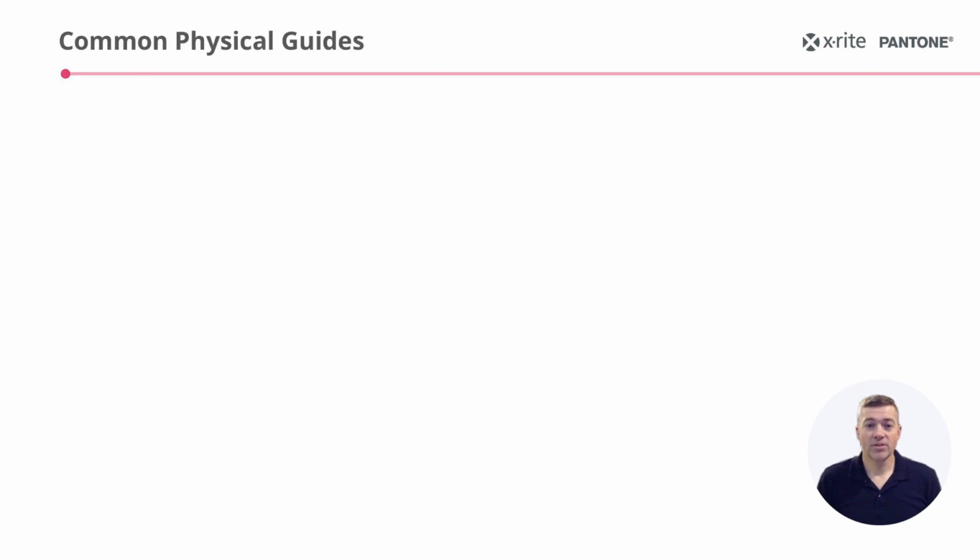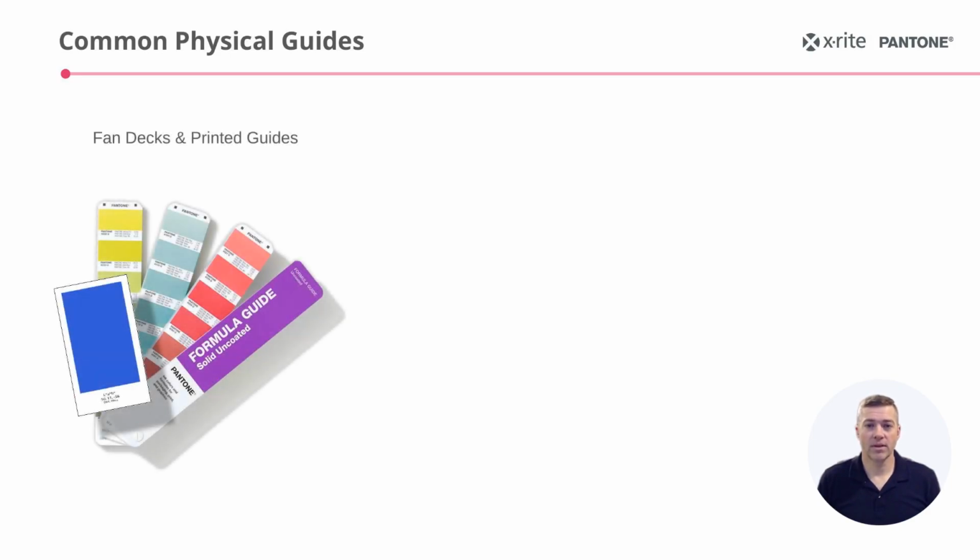Let's talk about common physical guides and the important role they play in color selection and design. These guides are essential tools for ensuring color accuracy throughout the print workflow. They provide reliable references that help align creative intent with production reality. First, let's look at fan decks and printed guides. These are created under highly controlled conditions to ensure precision. Whether you're working with Pantone libraries or custom brand colors, these guides offer a comprehensive palette for designers to choose from, making them a cornerstone of the design process.